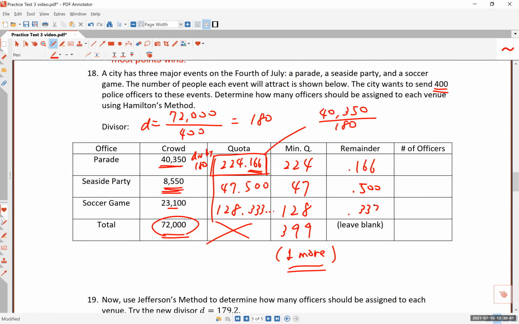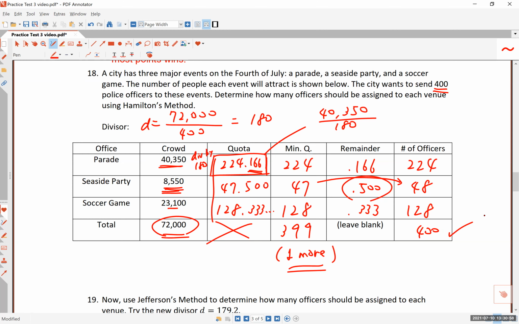166.500, 0.33. This is the biggest one. So then we add 1 to this number. The seaside party will get 48 officers. The other 2 will stay the same. And that, because we added 1, will be 400.